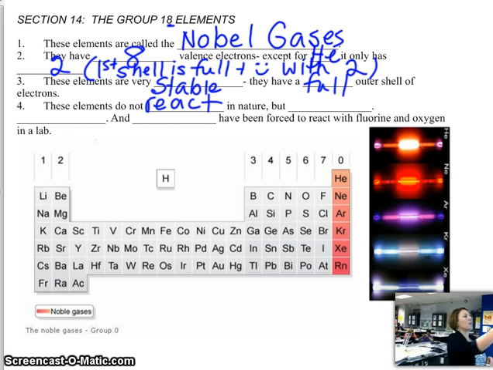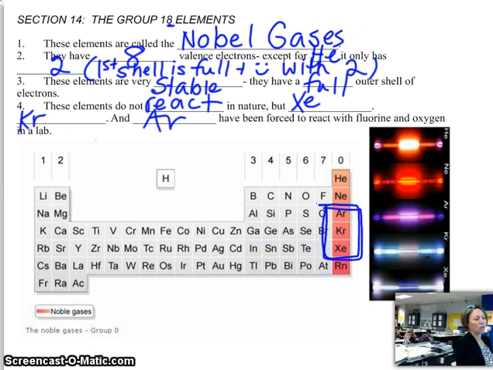But I believe they are xenon, krypton, and argon that have been forced to react with fluorine and oxygen in a lab. So these middle 3 right here, they've actually been able to make compounds out of those, and some of those are used for refrigeration. So the noble gases are what all the other elements aspire to look like in terms of their outer valence shell of electrons.